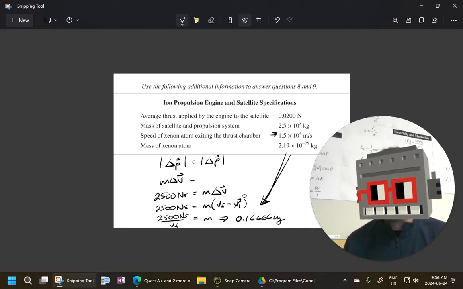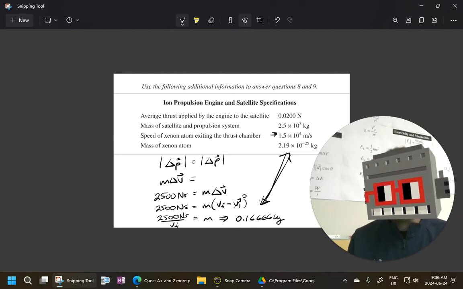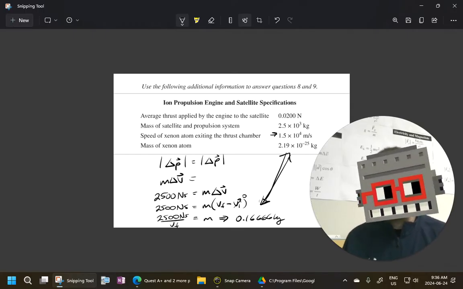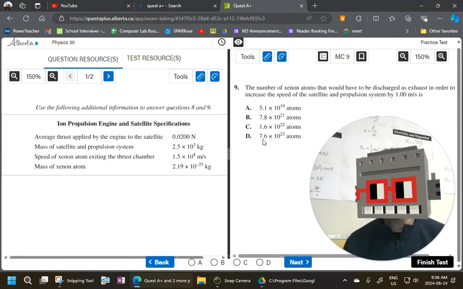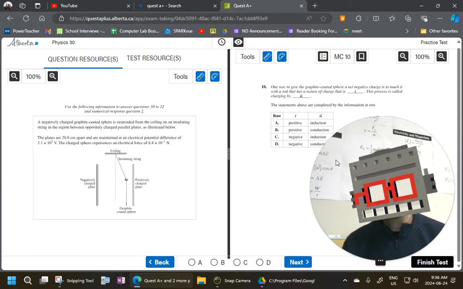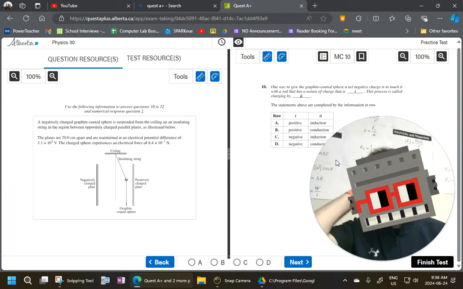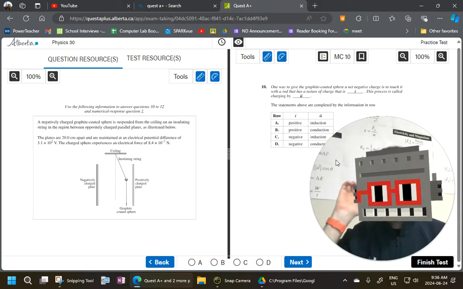Okay, then I have this number here. How many fit into that, right? So how many of those fit in? So what we're going to do is just divide these two numbers. Okay. We're going to have lots of Xeon particles here. You can see from the answers that we're going to have lots. So we're going to divide by that smaller number, and we get that last one, 7.6 times 10 to the 23. There you go.